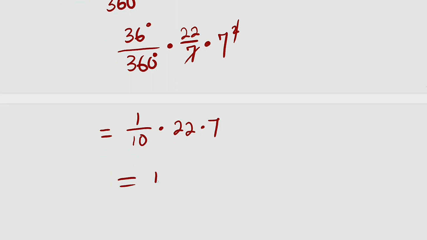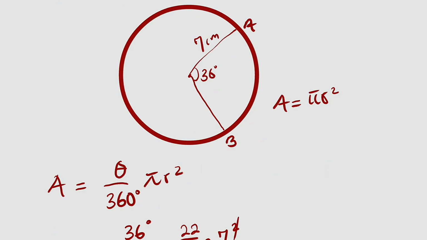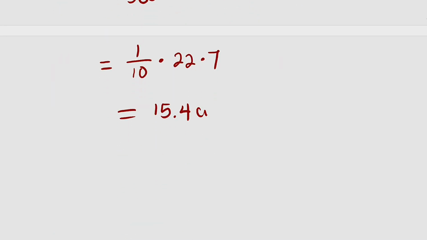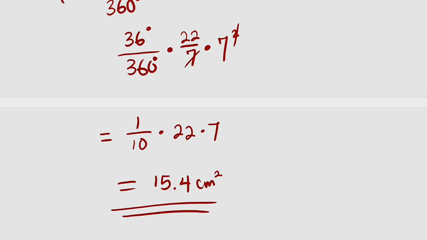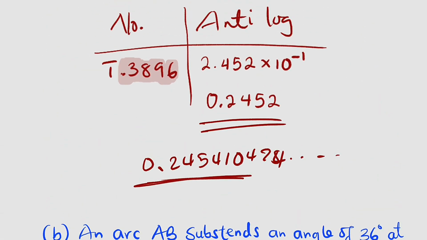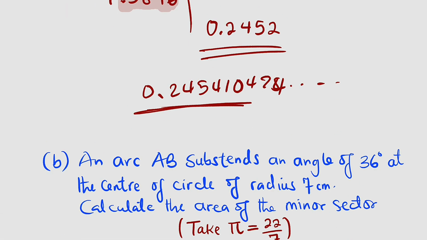So this is 15.4. Let me see the unit. Is it in centimeters? Yes. So we have centimeter squared. So this is just the area of the minor sector. And this is all about question number 6. Now let us move on to question number 7.